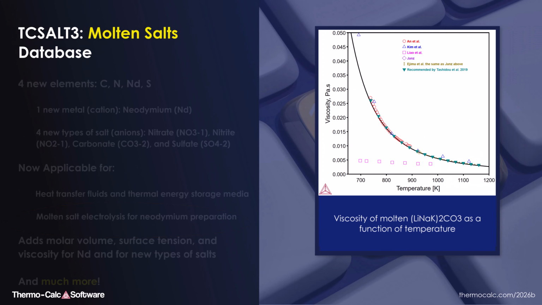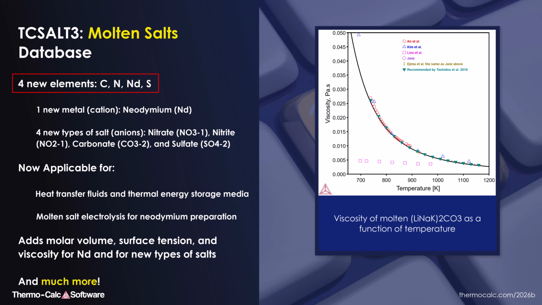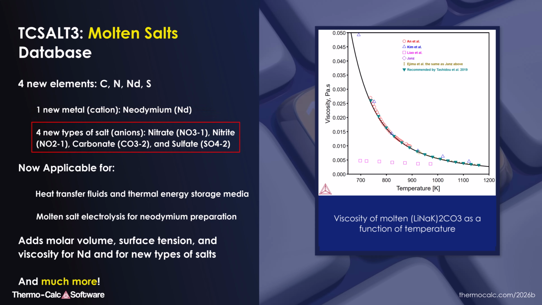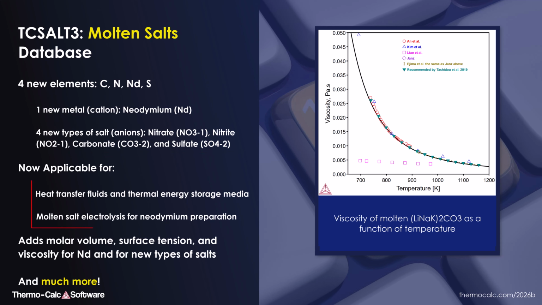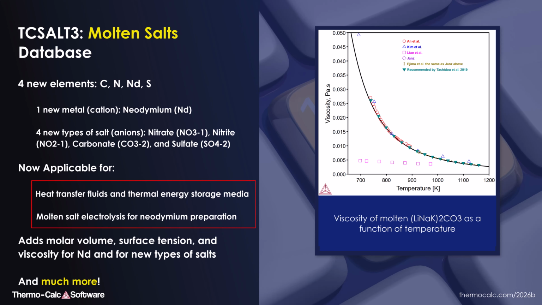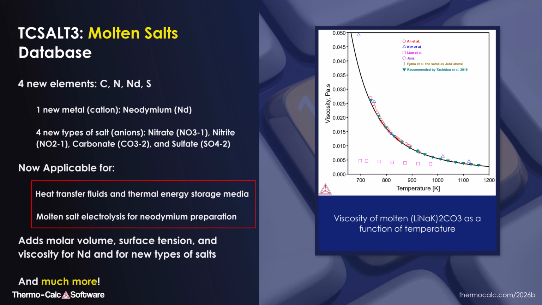The Molten Salts database adds 4 new elements, including 1 new metal and 4 new types of salt. These upgrades expand the database's applications to include heat transfer fluids, thermal energy storage media, and molten salt electrolysis for neodymium preparation.